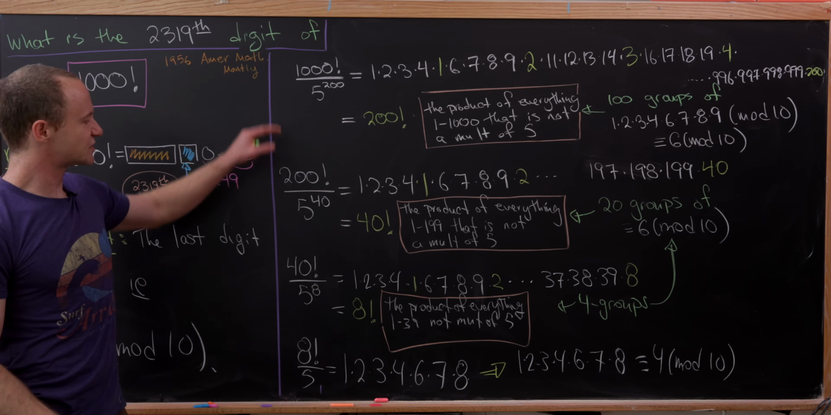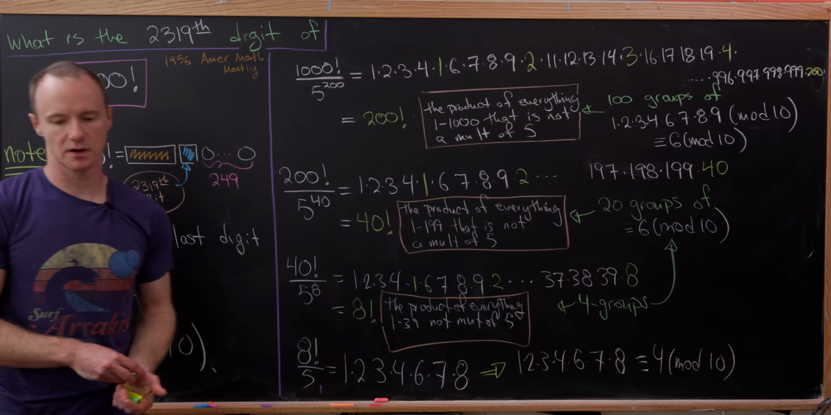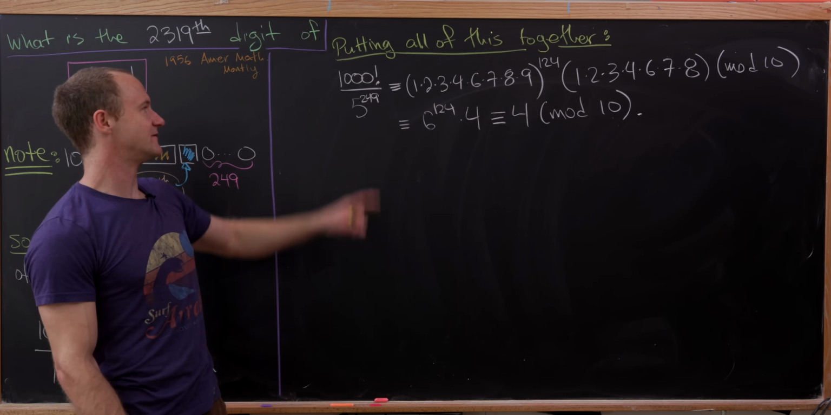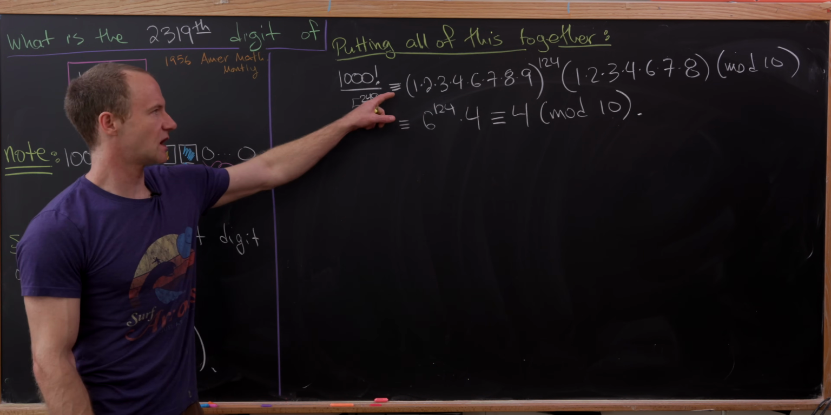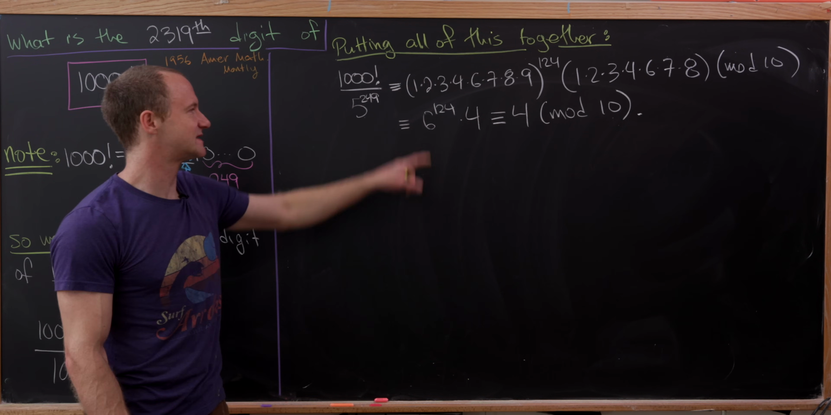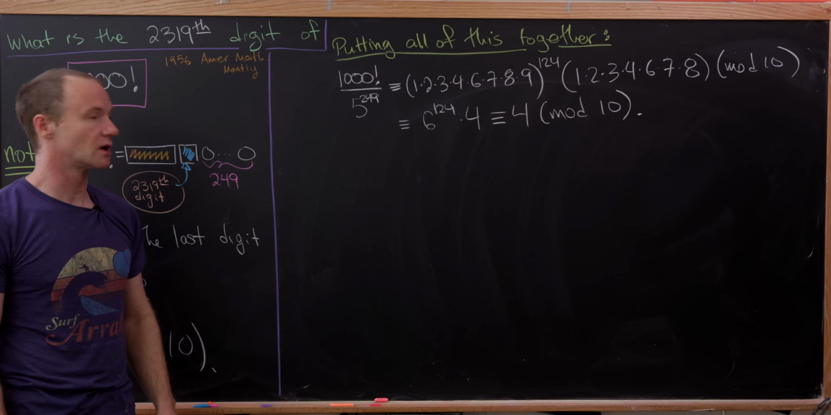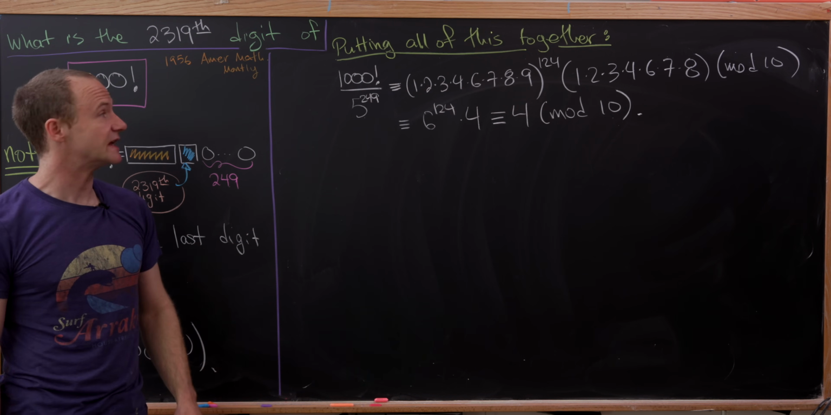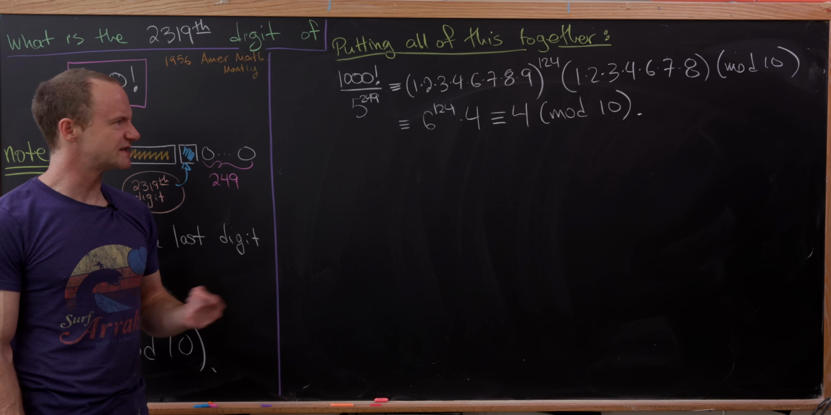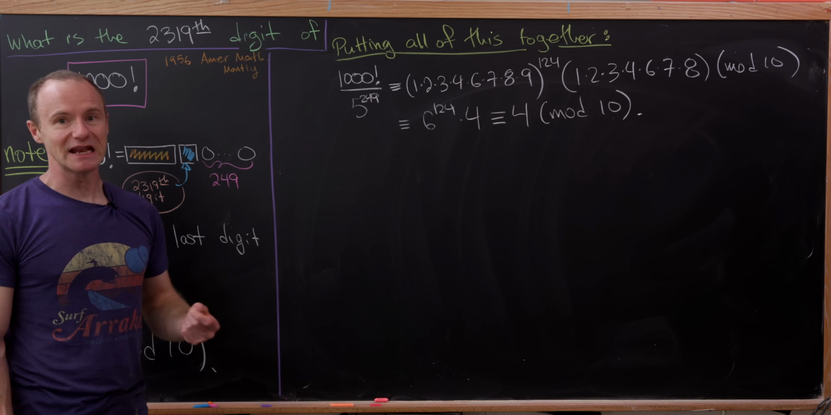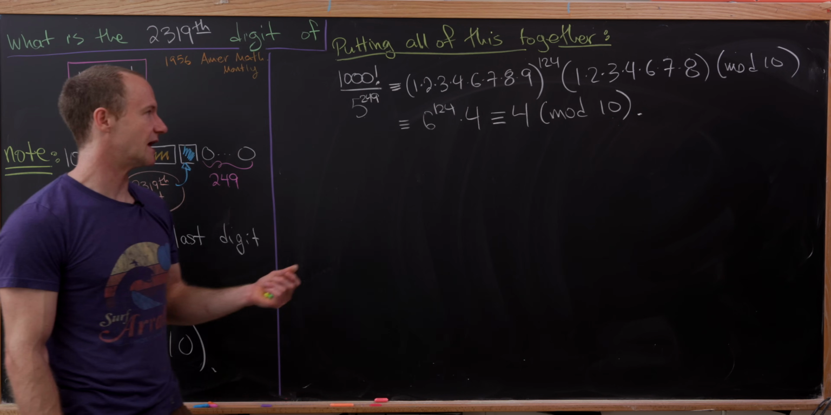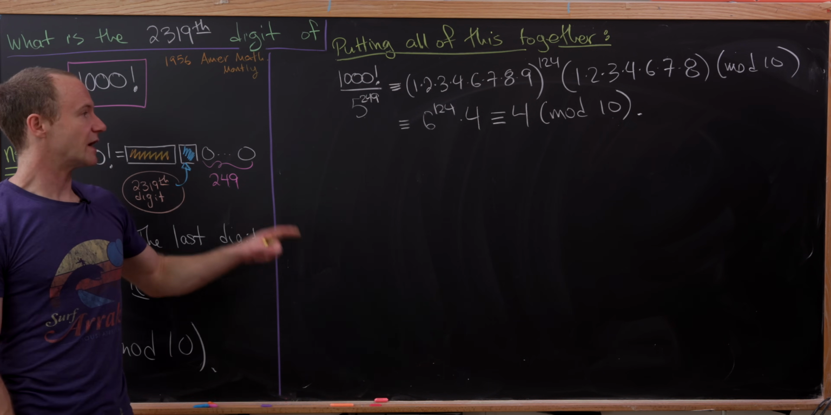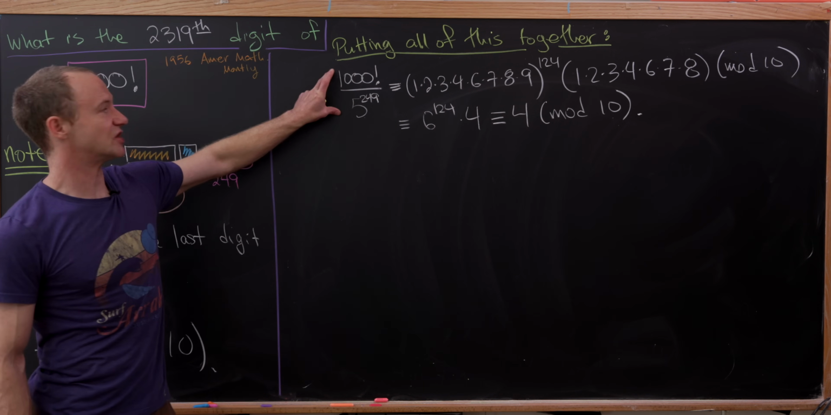So now let's smush all of these things together and see where we are. Putting this all together, we have our number 1000 factorial over 5 to the 249. Well, that's congruent to this big product, which we argued was 6 to the 124 times 4 mod 10. But then you can calculate 6 to the 124 pretty easily. Notice that 6 squared is equal to 36. So that means that any power of 6 is 6 mod 10. But then 6 times 4 is 24. That gives us 4 mod 10 very, very quickly. Okay, well, that means that 4 is the last digit of this number.